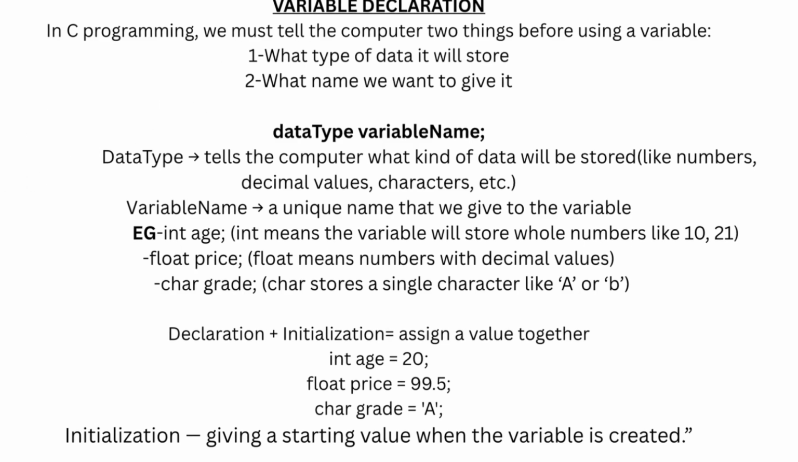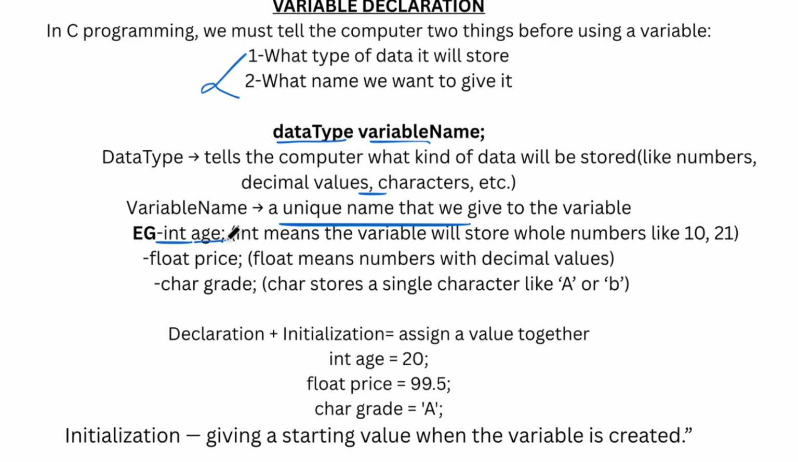There are basically two rules while declaring a variable. First we tell what type of data it will store, and second what name we want to give it. So first we write the data type and then a variable name. The data type tells the computer what kind of data we will be storing, like number, decimal or character, and we give a unique name to our variable. Suppose we are going to store some numbers, so we use int because it stores numbers, and we give a unique variable name, that is age.